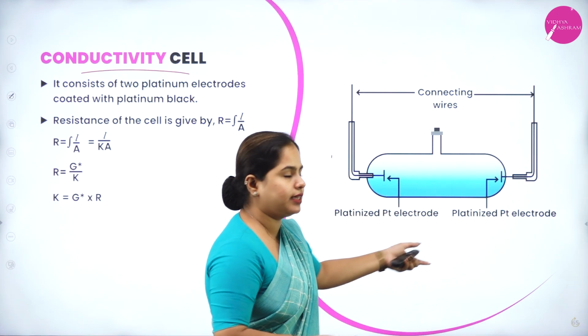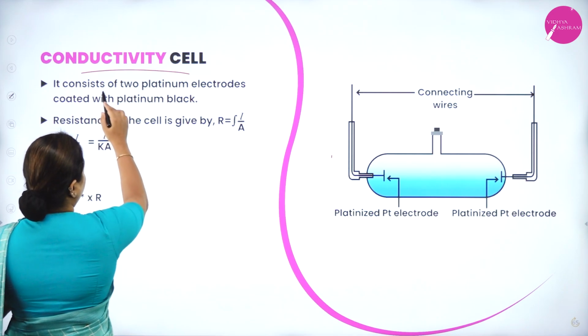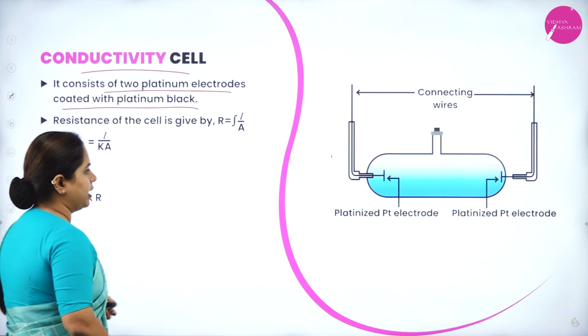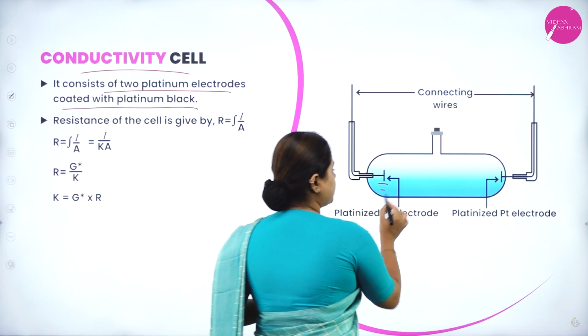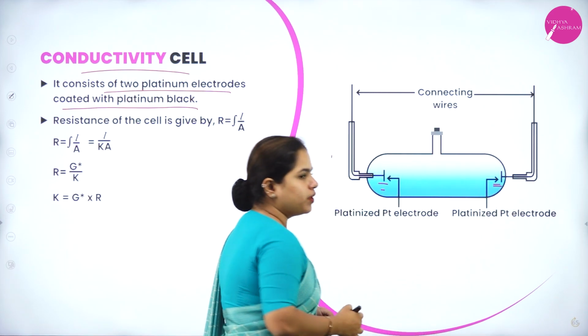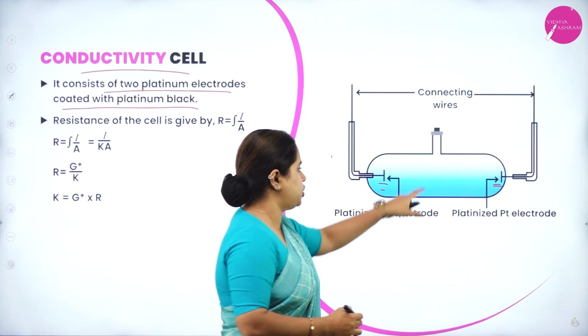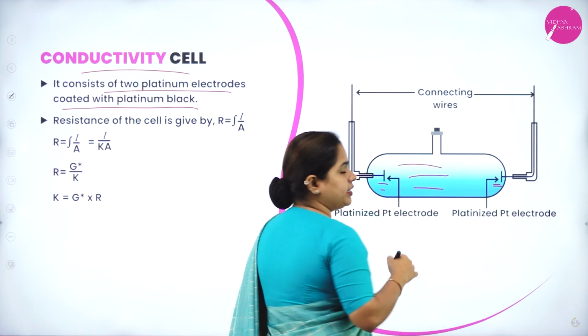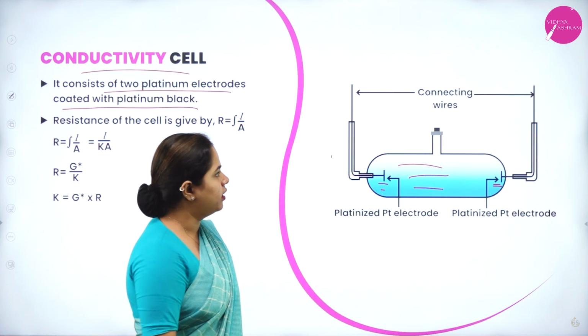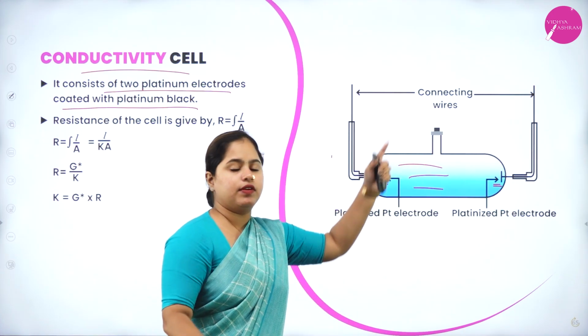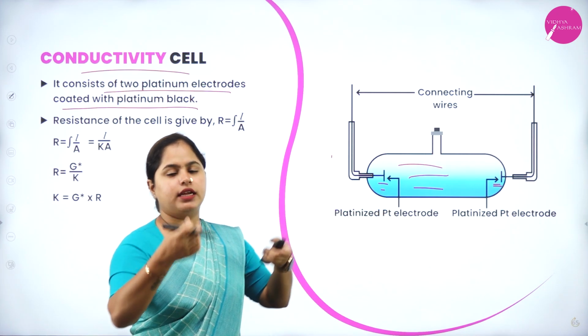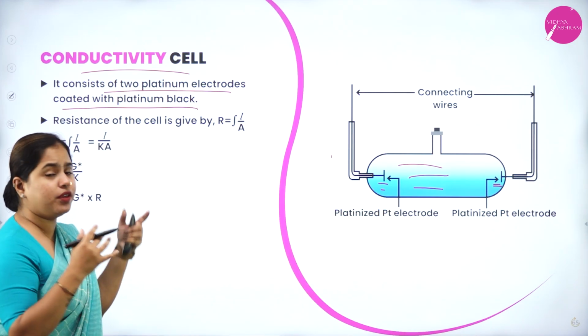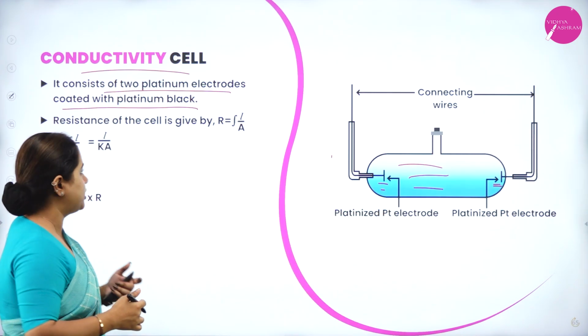This conductivity cell consists of two platinum electrodes coated with platinum black. So you have one platinum electrode here, another platinum electrode here. That is the setup in which you have your electrolyte solution whose conductivity you have to measure. And these are the connecting wires which will be connected to the circuit. That is how you are going to measure the conductivity. How we are going to do that is what I am going to explain to you now.